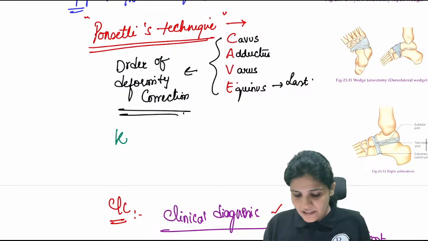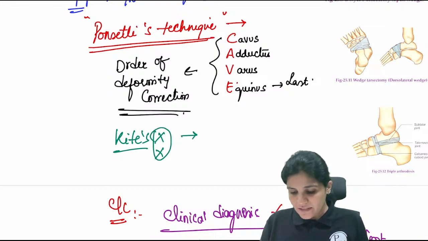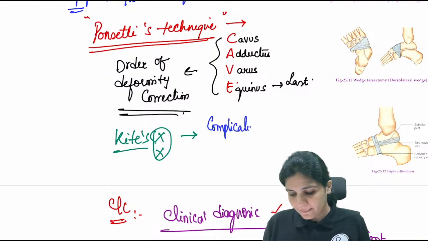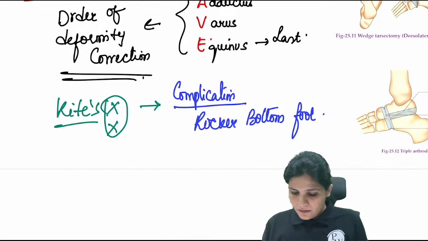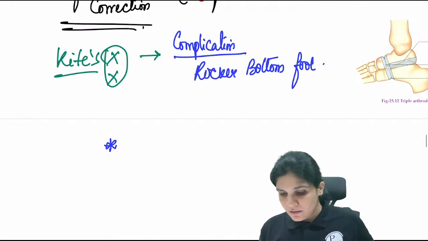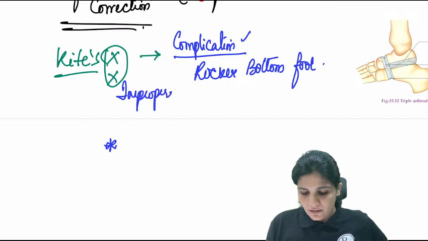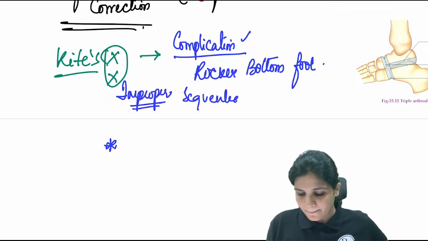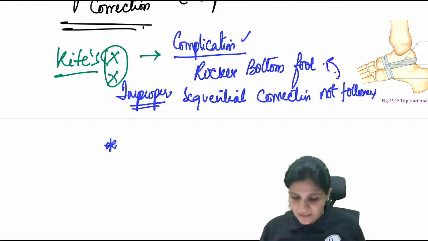And what was the history of this? It was the Kite's method, which is obsolete now. And if this sequence is not followed, you might end up with a complication, that is rocker bottom foot. This is improper correction. Whenever the sequential correction is not followed, you result in rocker bottom foot, right? Understood?